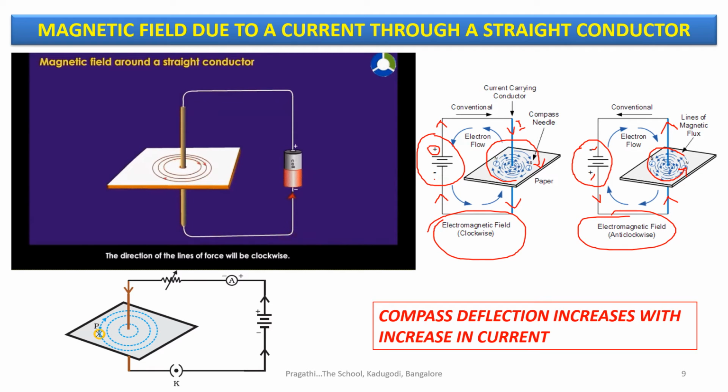So you can see here, the compass deflection increases with increase in current. So if you increase the current, the deflection will be faster in the magnetic compass.